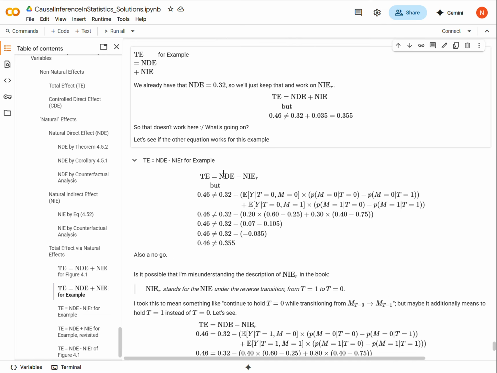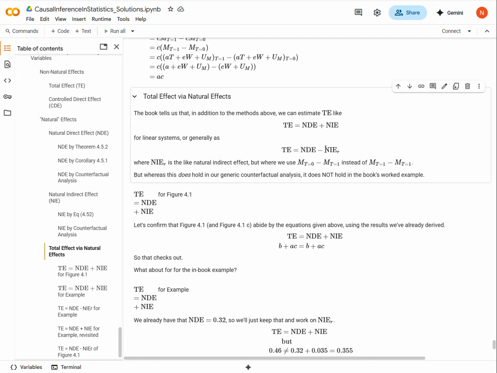So let's try to apply the general formula for total effect using the natural direct effect and natural indirect effect, where we are now finding a modified NIE, this NIE sub r. We already defined that, but in the book it's basically defined as going the opposite way with the mediator terms.